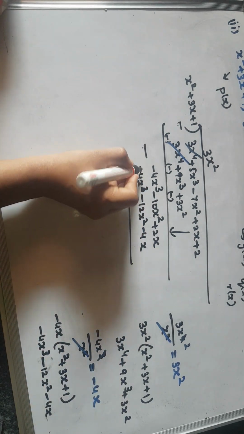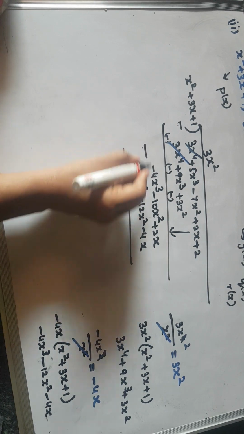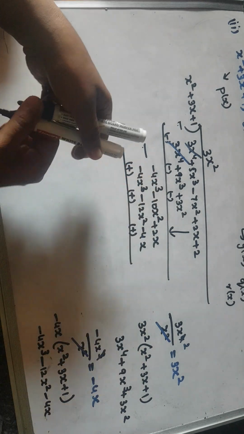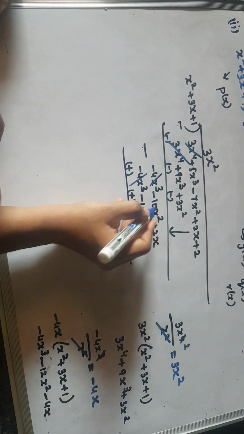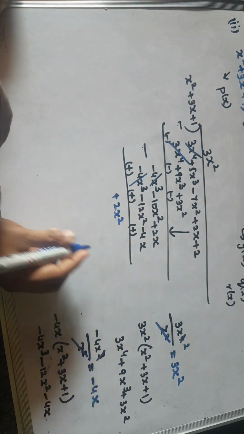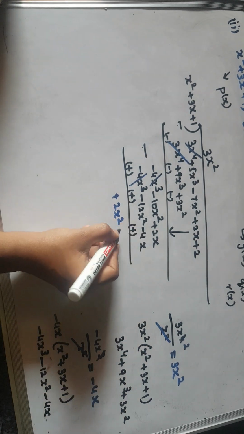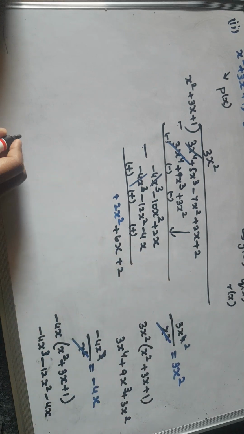Now subtract: minus into minus is plus, minus into minus is plus, minus into minus becomes plus. So this cancels out, and plus 12 minus 10 gives plus 2x square, plus 4x plus 2x gives plus 6x. Now also take this value down.